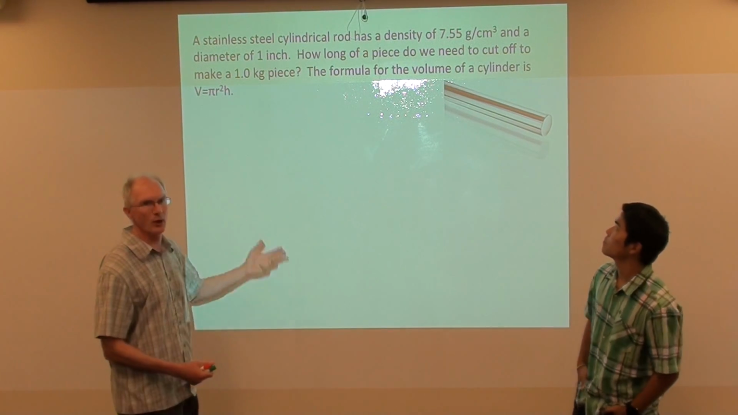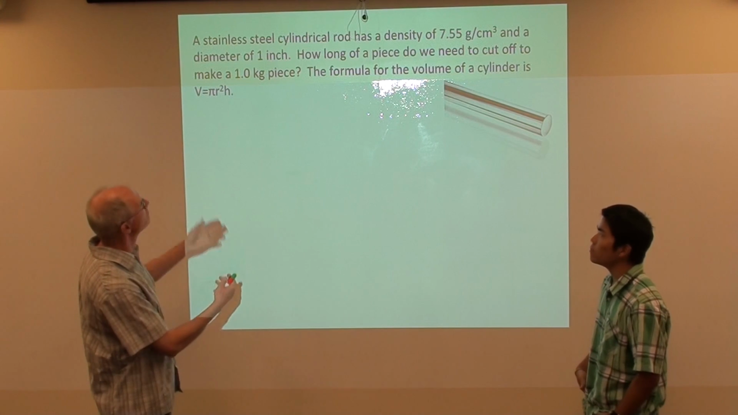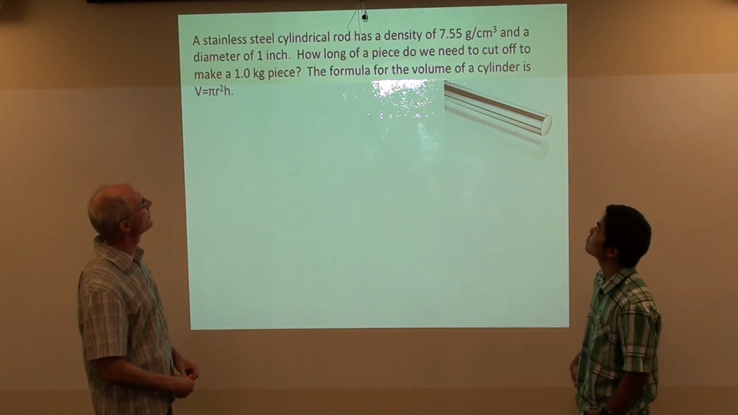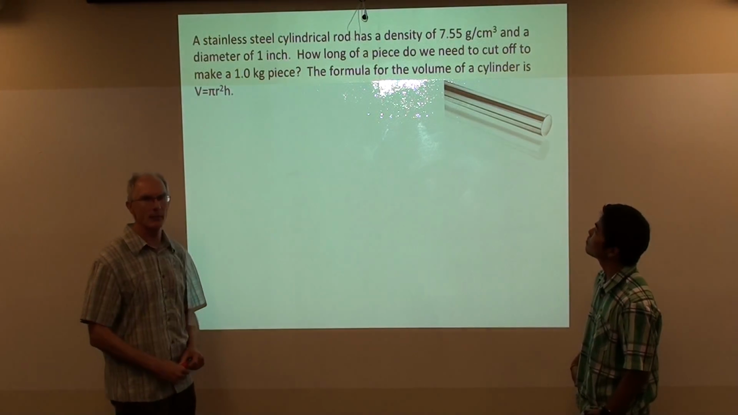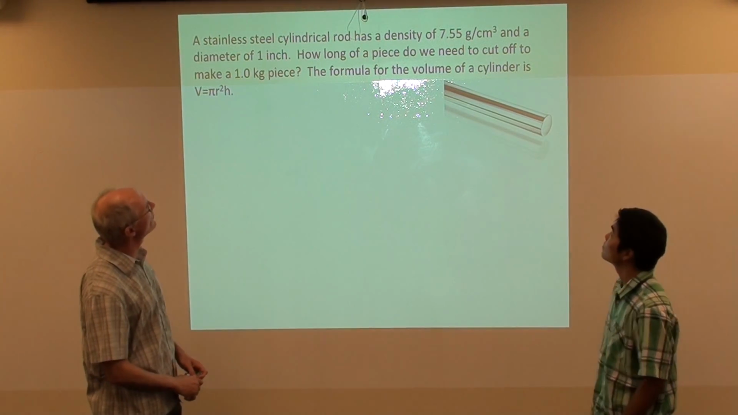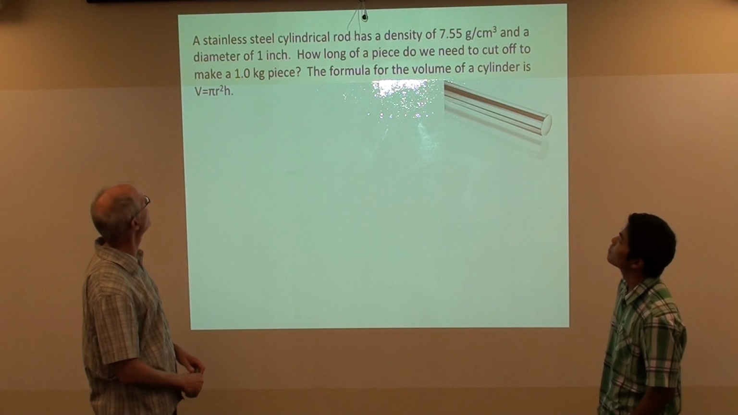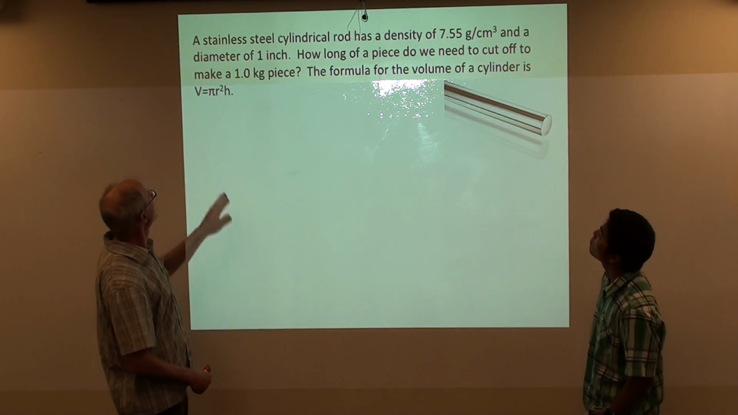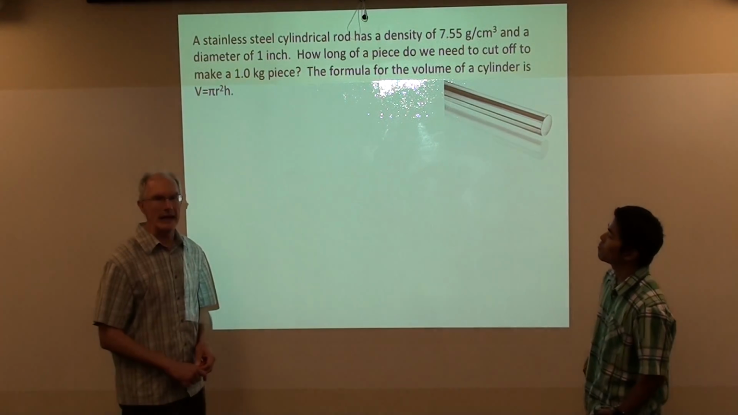So here's the problem that we're going to start off with. A stainless steel cylindrical rod has a density of 7.55 grams per centimeter cubed and a diameter of 1 inch. How long of a piece do we need to cut off to make a 1 kilogram piece? The formula for the volume of a cylinder is V equals pi r squared h.